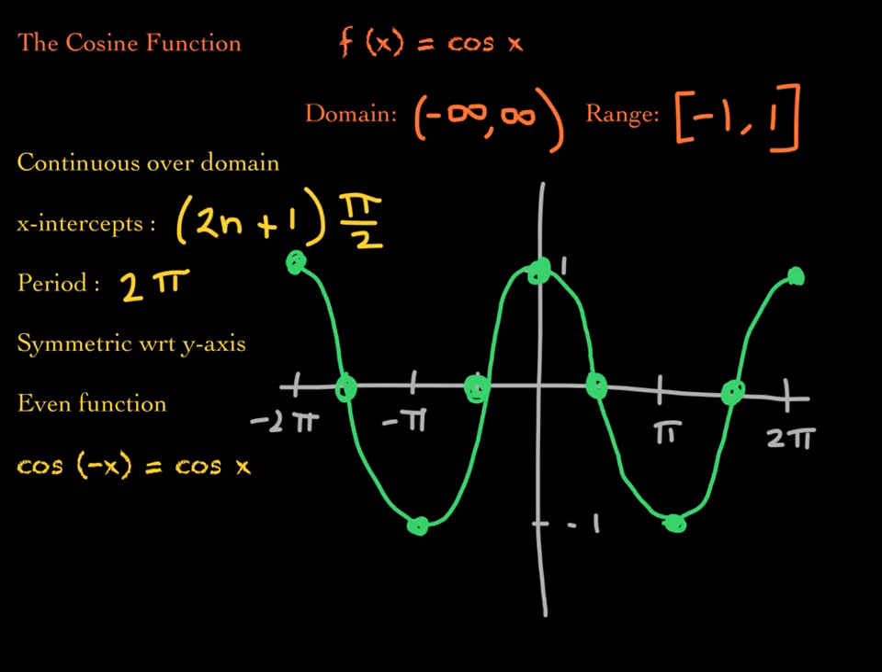So here's the first multiple of pi over 2, the third multiple of pi over 2, and another x-intercept would occur at the fifth multiple of pi over 2. This is -1 pi over 2, -3 pi over 2. The next x-intercept would be -5 pi over 2, and so forth. The period of this function is 2 pi, so you get all of the important features of the graph between 0 and 2 pi.